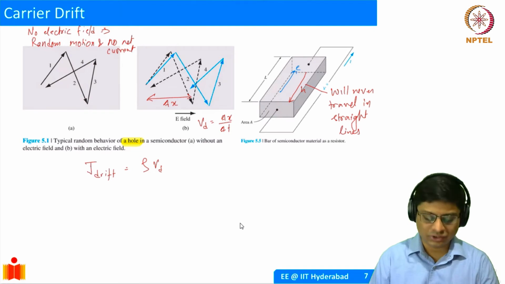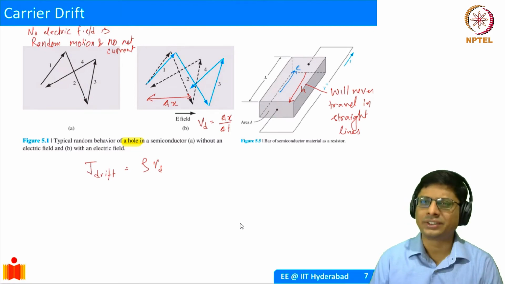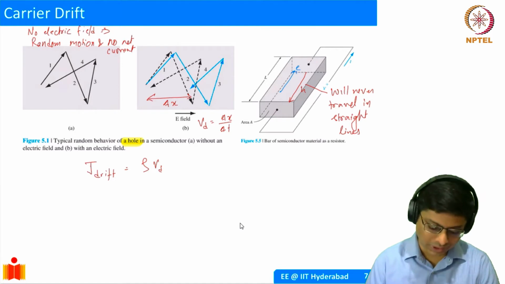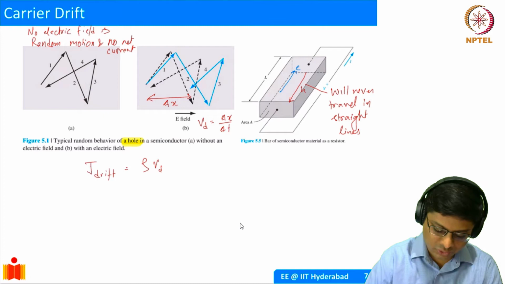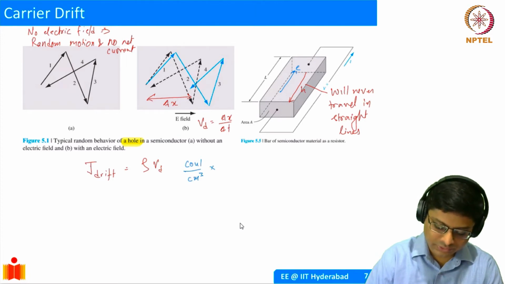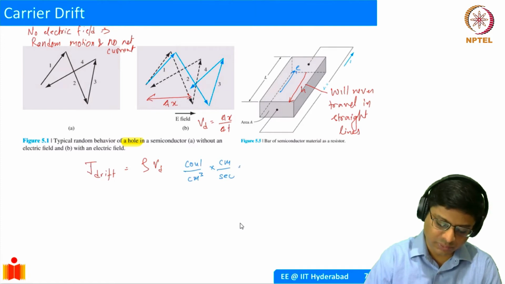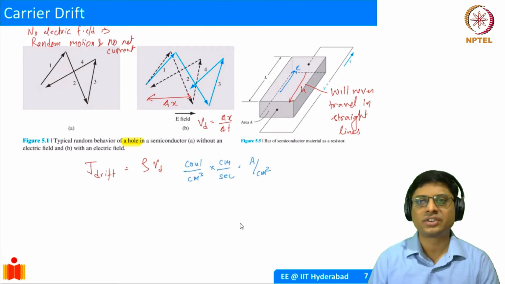So now this is your net current density. Is it satisfying the units? Please look at that. For example, here in this case, your charge density should be coulombs per centimeter cube, right? And your velocity is going to be centimeters per second. So this is giving you coulombs per second, which will be amperes per centimeter square, which is essentially current density.